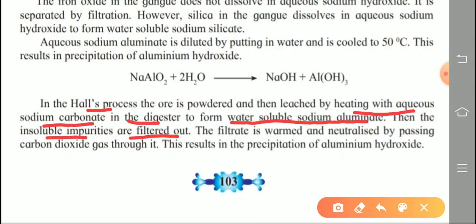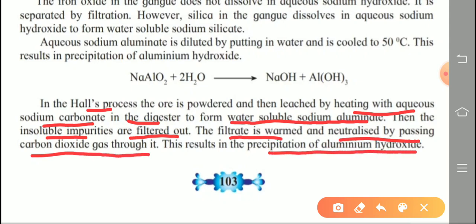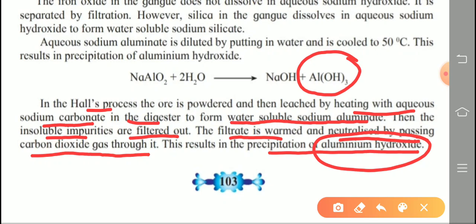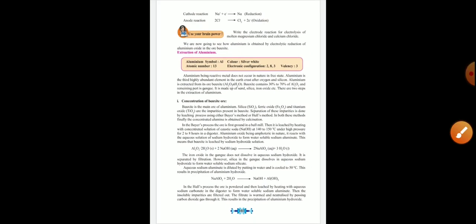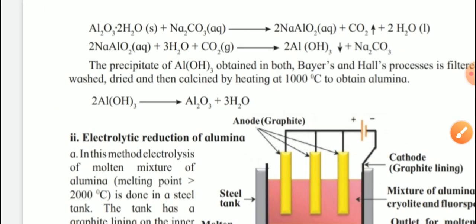The filtrate is warmed and neutralized by passing carbon dioxide gas through it. This results in the precipitation of aluminium hydroxide. Clear? In the Bayer process aluminium hydroxide is formed, and in Hall's process also aluminium hydroxide is formed. Now the next part is common. Check the next page.